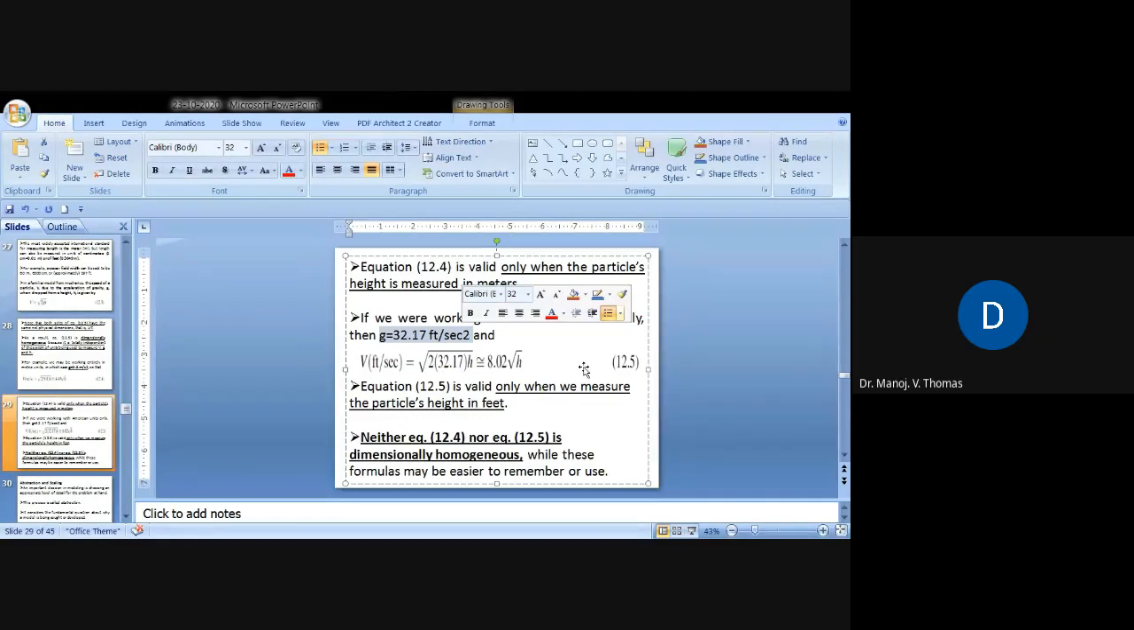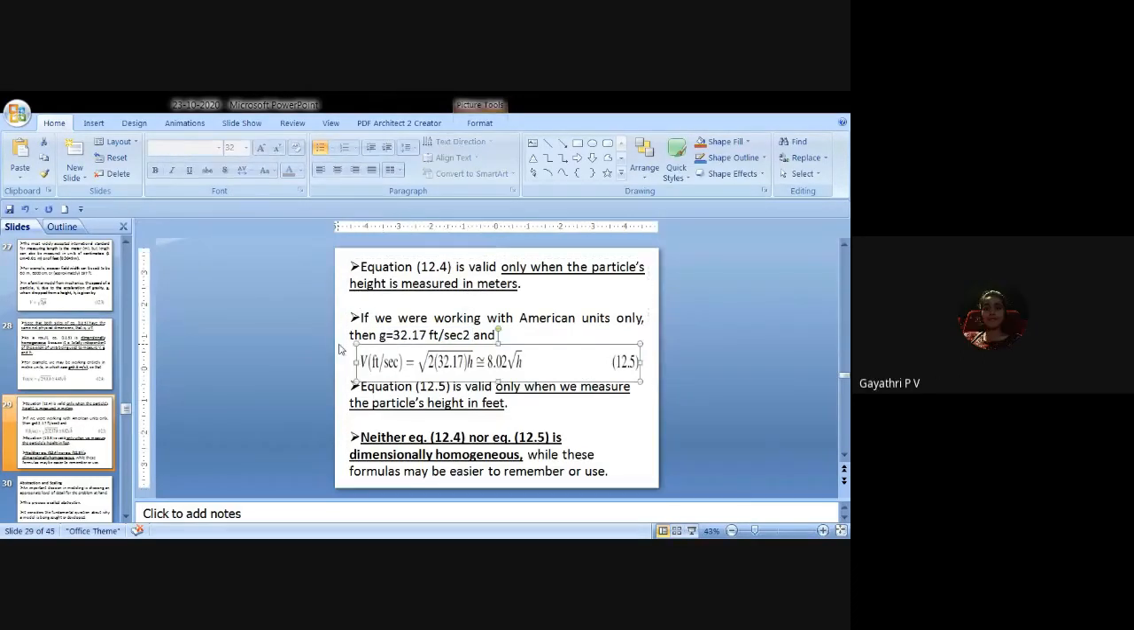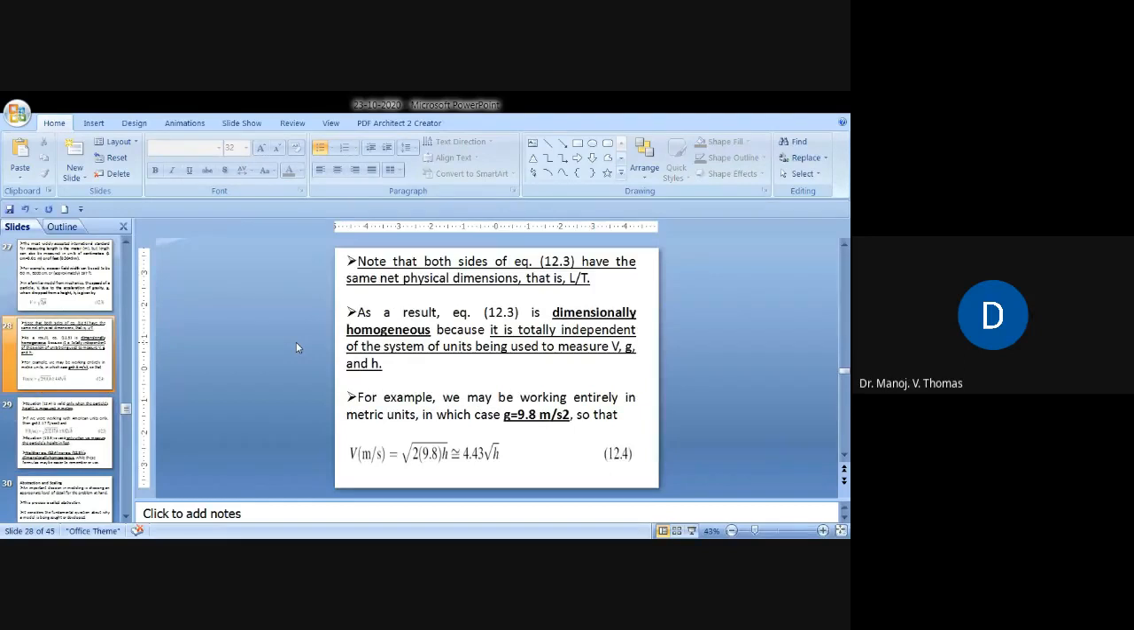So equation number 12.4 and equation number 12.5 are dimensionally heterogeneous. They are not dimensionally homogeneous, because they require the particular variable to be represented in a specific unit, not some unit which we want. Here the height has to be specified in feet. In the previous case, equation number 12.4, the height has to be specified in meter.